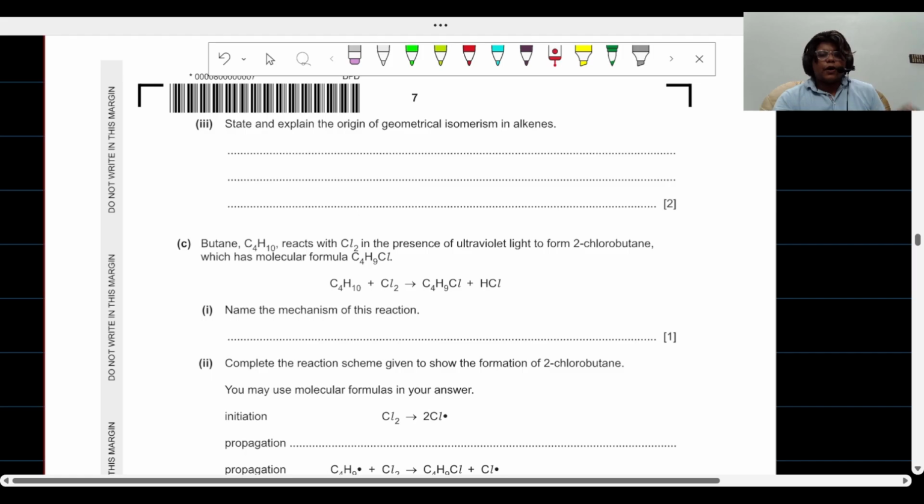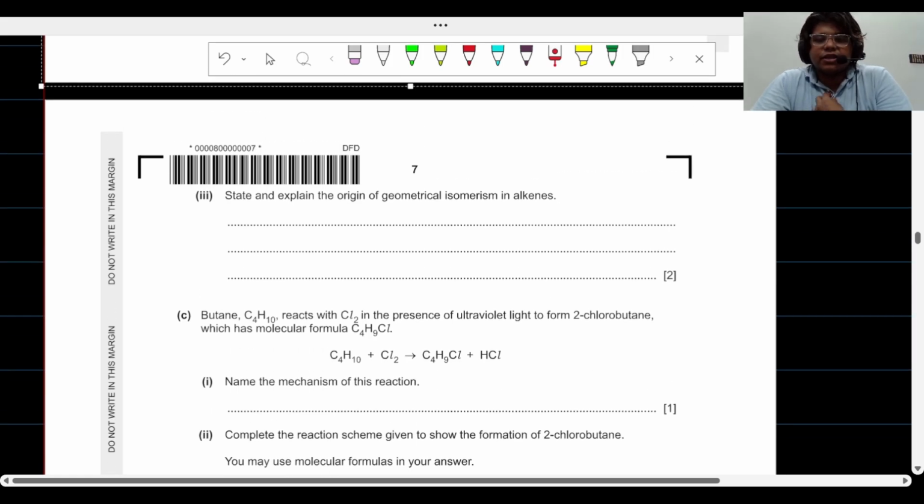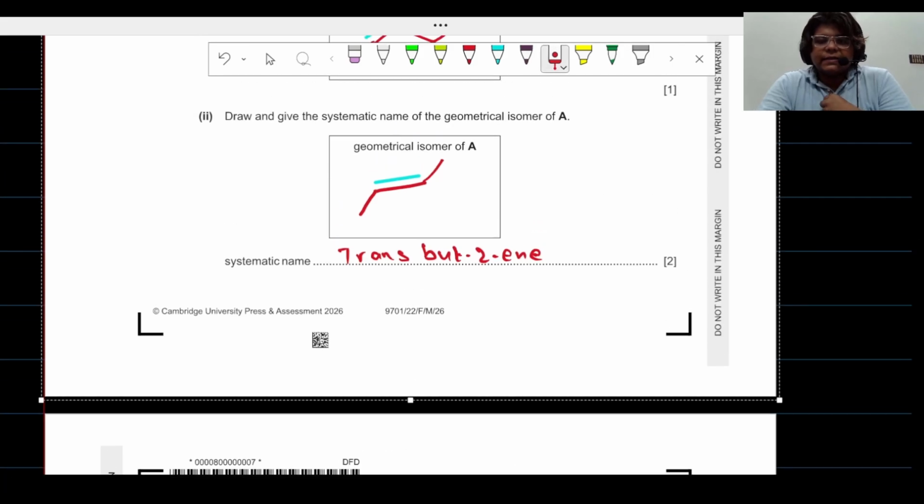Okay. Then in part 3, it says and explain the origin of geometrical isomerism in alkenes. So what happens is this double bond restricts the rotation, individual rotation, right? What does the double bond do? It restricts the individual rotation. So when it will rotate, they will rotate as a pair. They will rotate as a group. It will move down and this will move up, right? So the double bond restricts the individual rotation of the compounds, right? That's why we get these isomers, that is the geometric isomers, right?